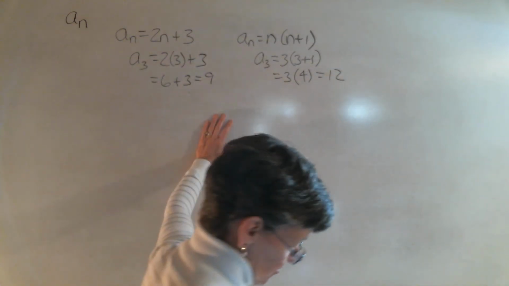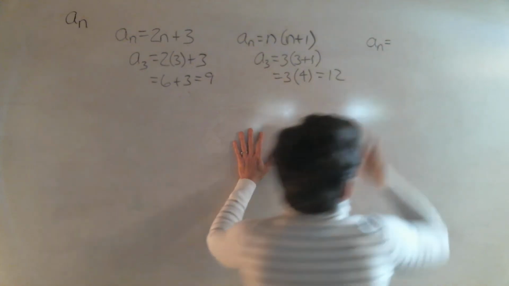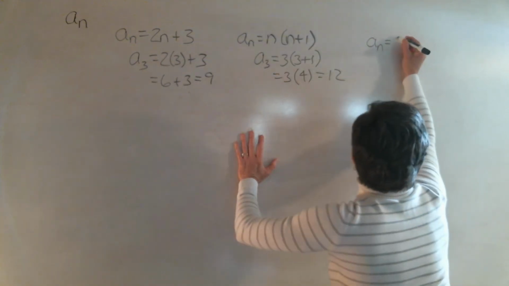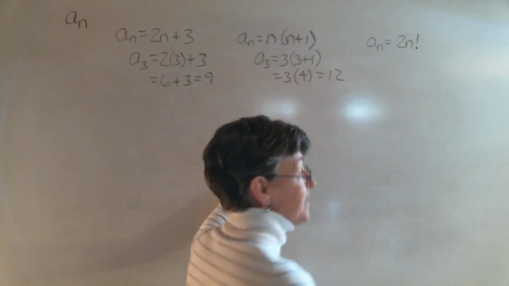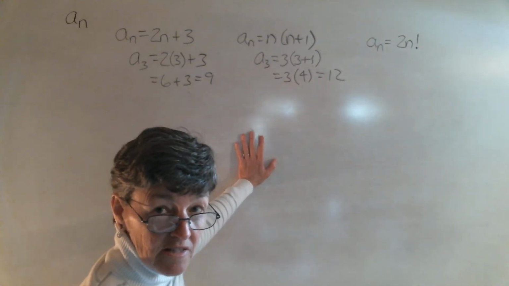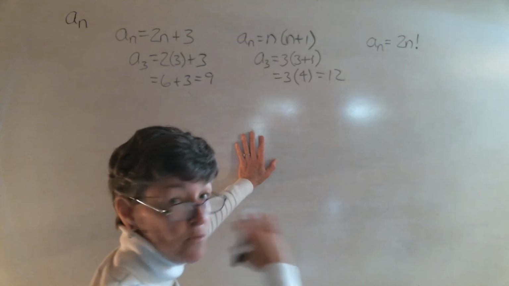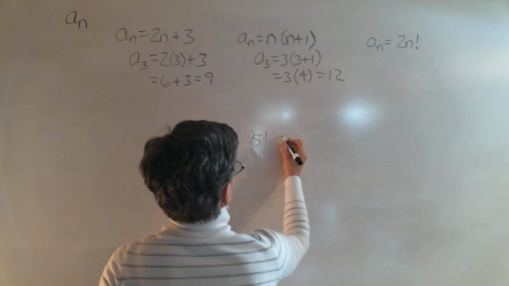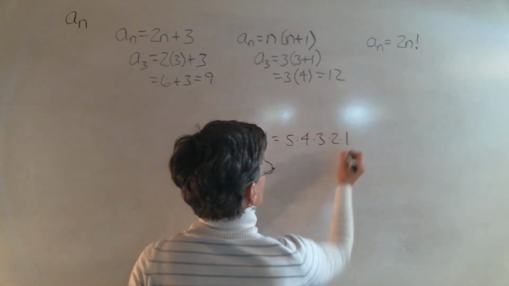Or here's another expression for a term in a sequence. Let's say A sub n is 2 times n factorial. Now, factorial means that you multiply successively, starting with that number, going all the way down to 1. So, for example, 5 factorial would be 5 times 4 times 3 times 2 times 1.